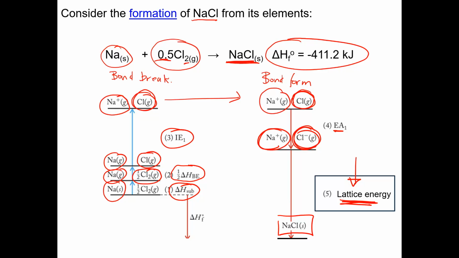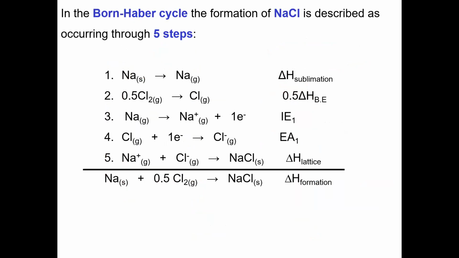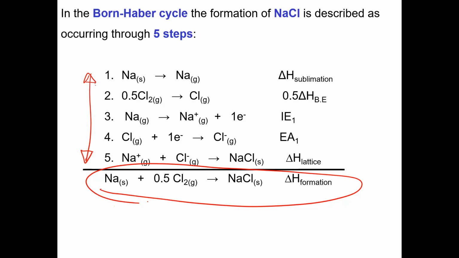So the energies for steps 1, 2, 3, 4, and 5, when added together, are going to be the same as the enthalpy of formation, that is, of going in one step from the elements sodium and chlorine to the compound sodium chloride. So that's what this slide summarizes: if we add together the energies for steps 1 through 5, then we'll get the enthalpy change for the overall reaction of sodium reacting with half a mole of chlorine to generate 1 mole of sodium chloride.